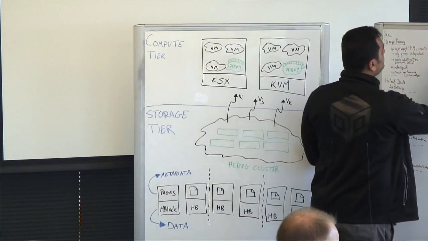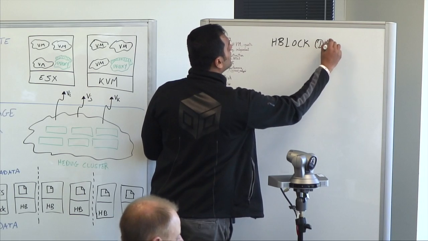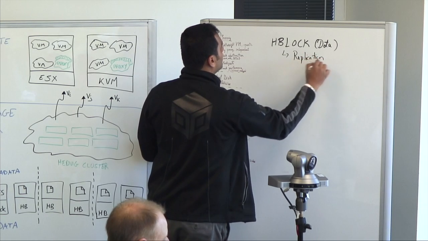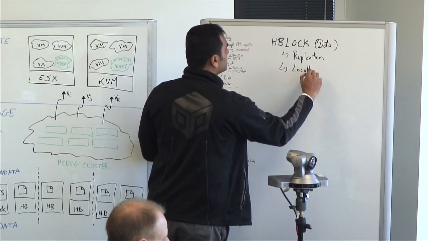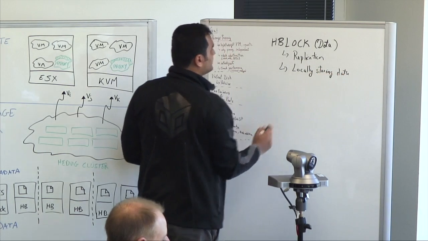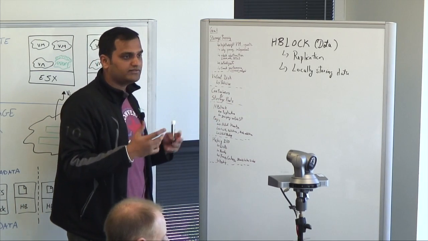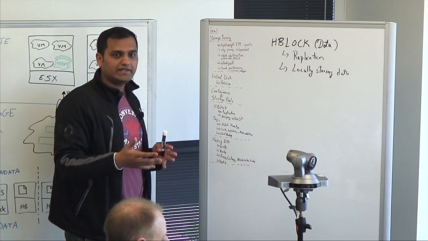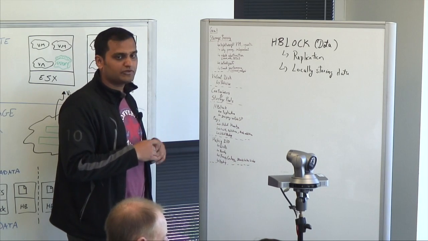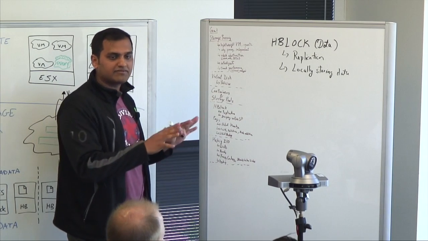So for example, HBlock or the data process is concerned with replication and locally storing the data. So the proxy will redirect the write request to an HBlock process, and it will tell it where to replicate it. So the HBlock process doesn't have any say in where it should replicate, but the proxy will tell the HBlock process where it should replicate it, and the HBlock process will store it locally and do the replication. That's its role in the cluster.